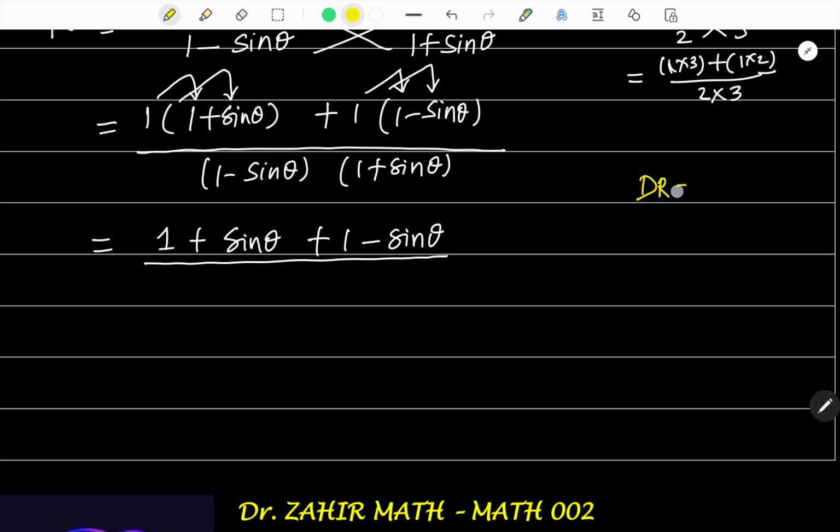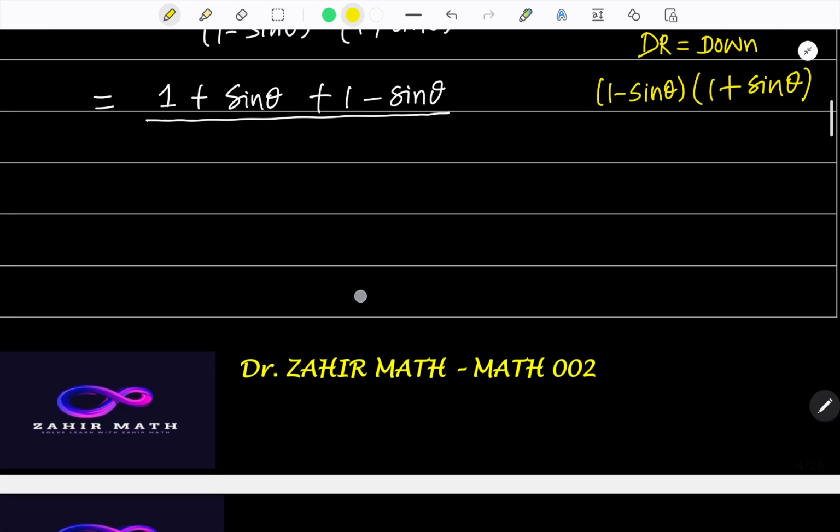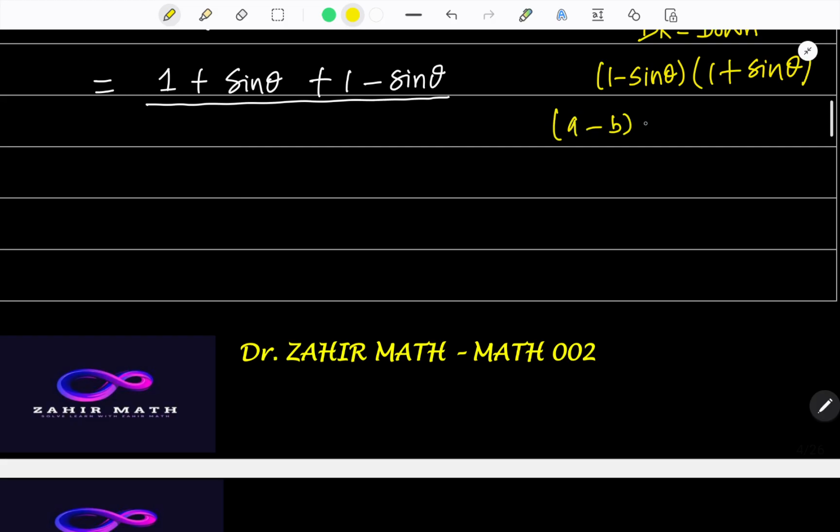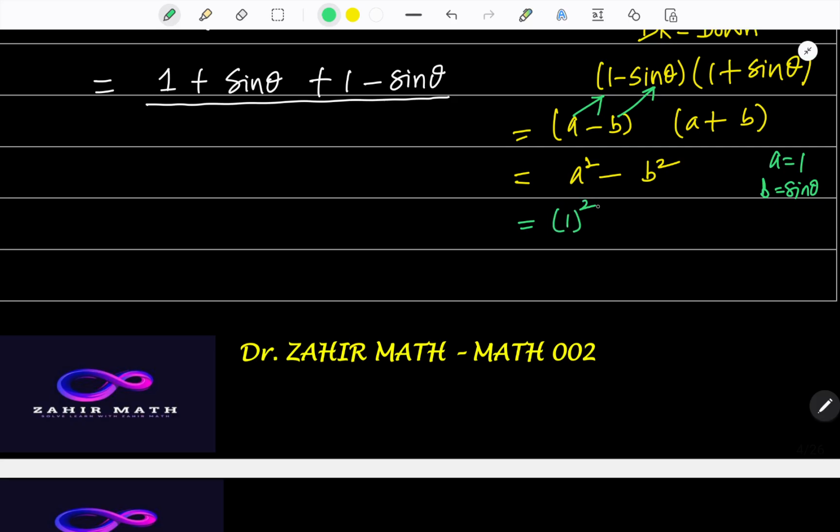What is the denominator? Denominator means down, okay? The down is 1 minus sine theta multiplied by 1 plus sine theta, right? So this is of the form A minus B times A plus B. What is A minus B times A plus B? Which is equal to A square minus B square. What is your A? 1. What is your B? Sine theta. So what is A square minus B square? 1 square minus sine theta the whole square. 1 square is 1. Sine theta, the square will come this side, which is sine square theta.